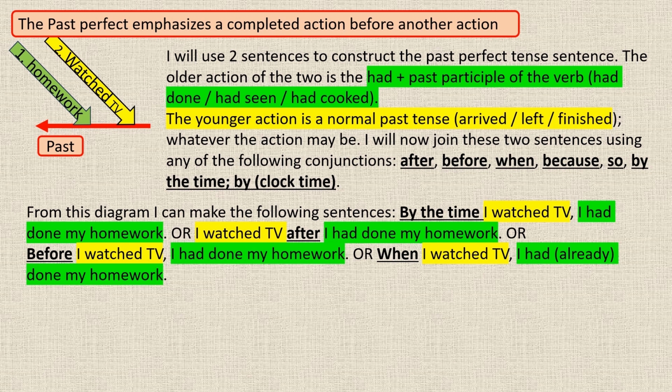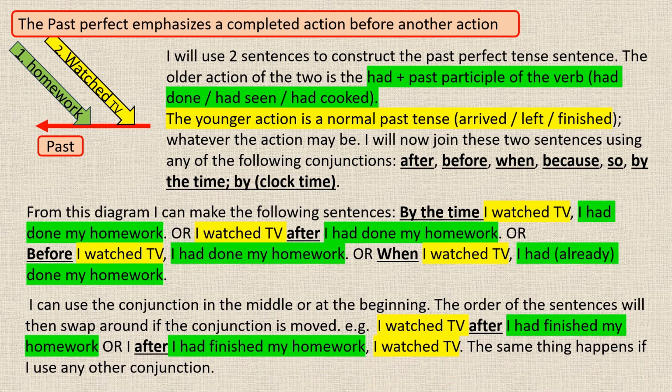From this diagram, I can make the following sentences. By the time I watched TV, I had done my homework. Now see that yellow corresponds with yellow and green with green. Or I watched TV after I had done my homework. Or before I watched TV, I had done my homework. Or when I watched TV, I had already done my homework.